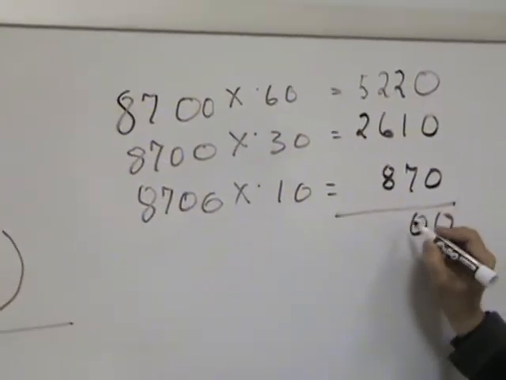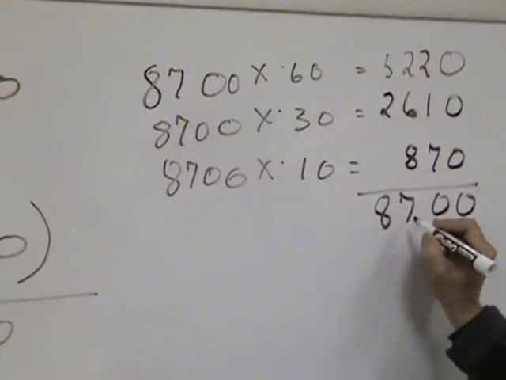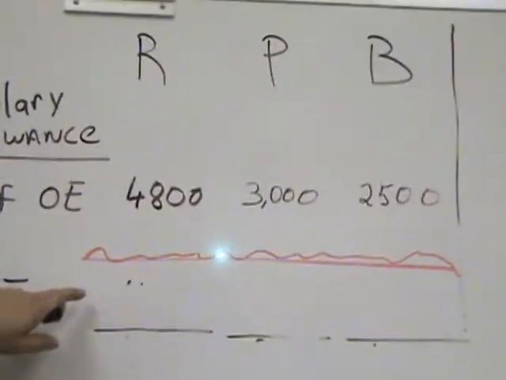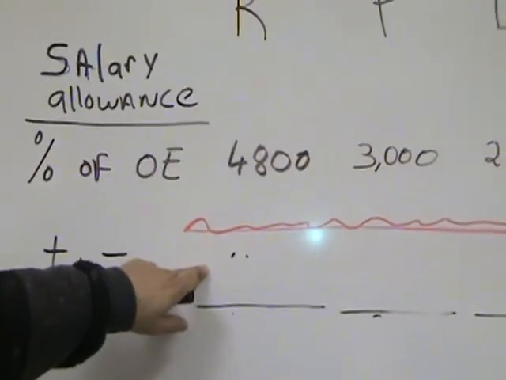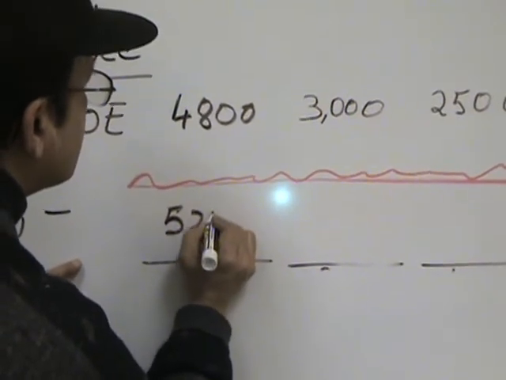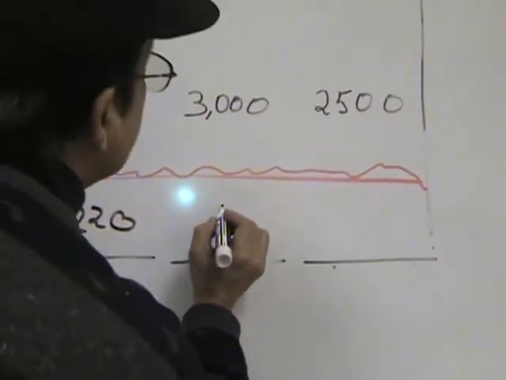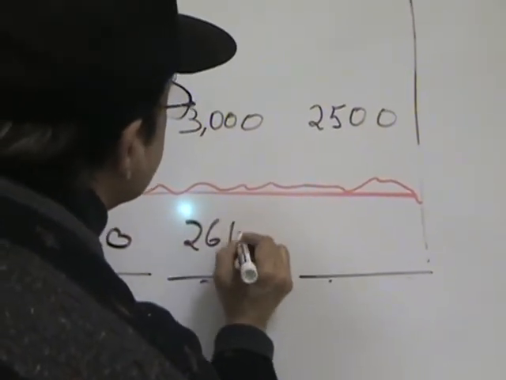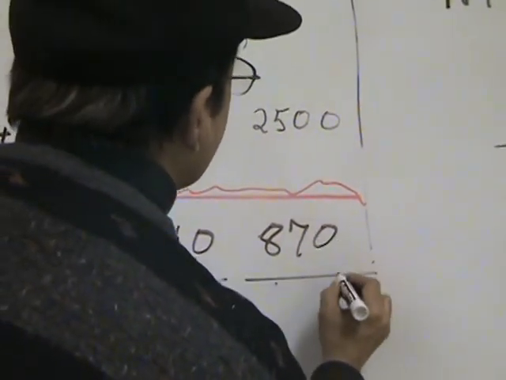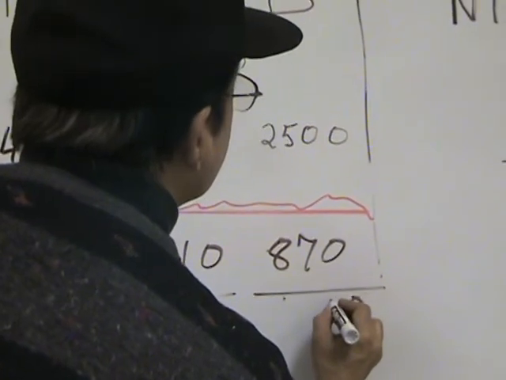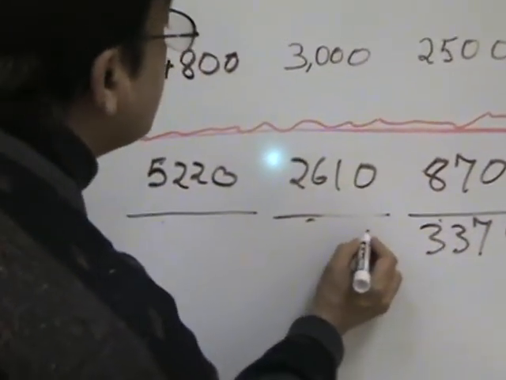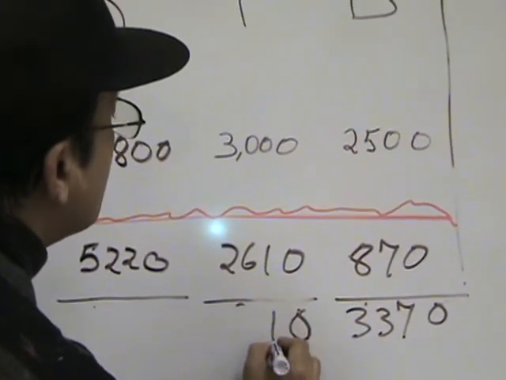Let's put 8,700 under it. Now you put 8,700 in the plus and minus column. I'm sorry, my bad. No. You've got to put 5,220, then 2,610, and then 870. You're going to add them. 2,610 plus 870 is 3,480... 3,370. Okay.